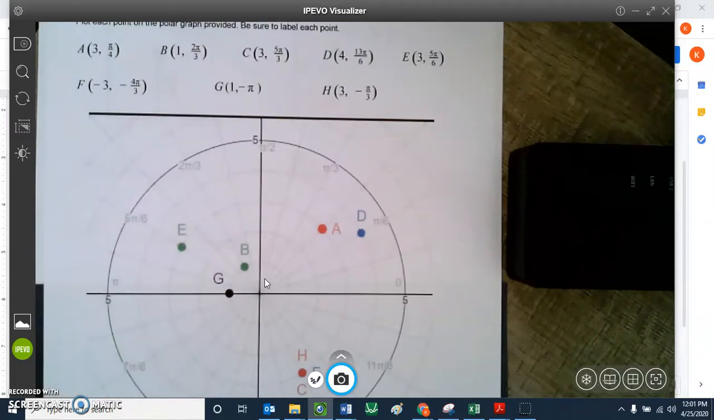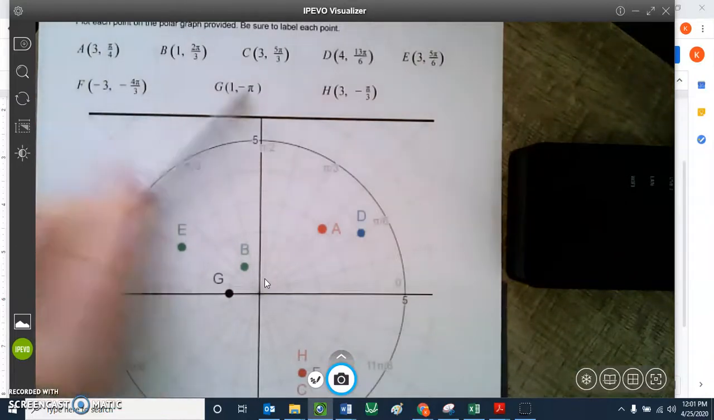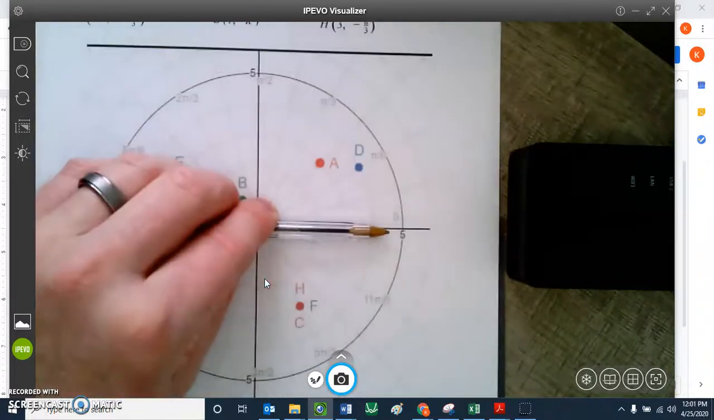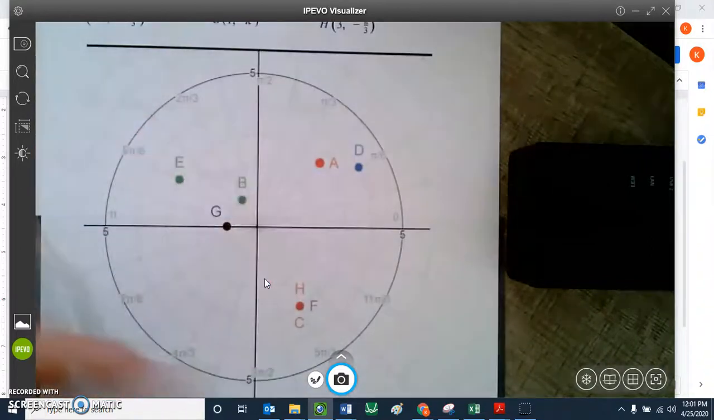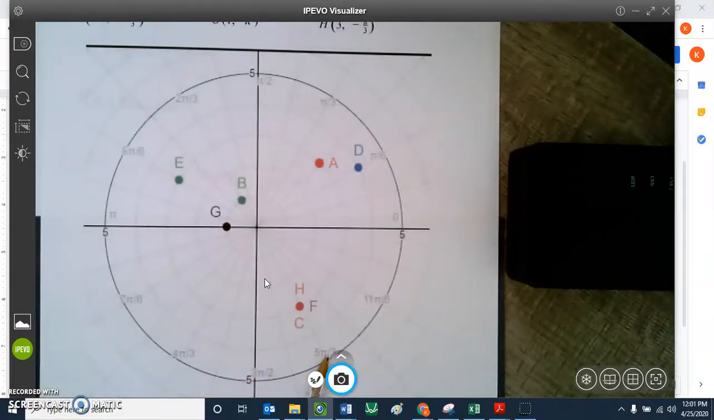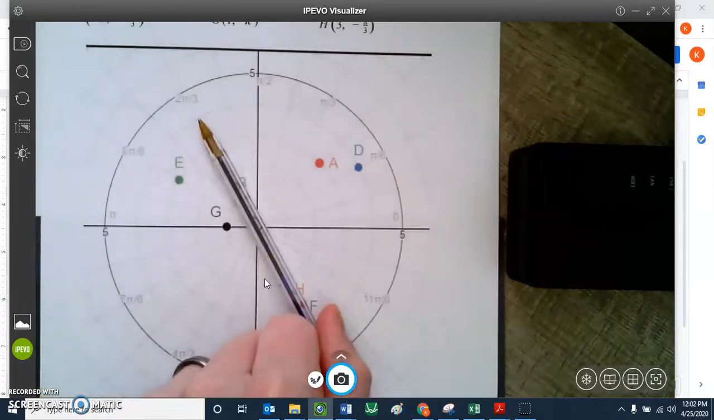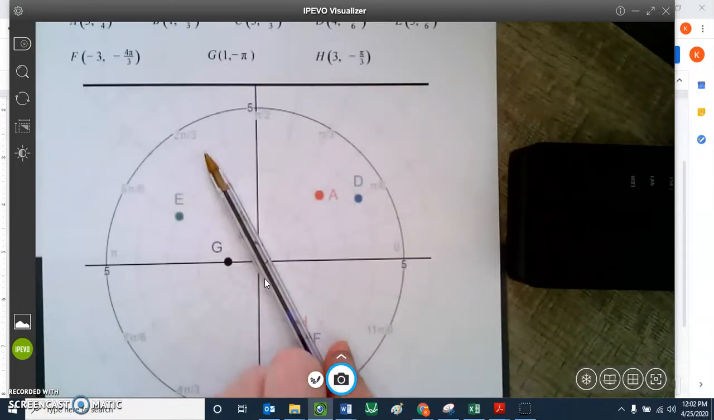Okay. How about some negative things? Let's go look at point F. Point F says to go in the negative 4 pi over 3 direction. Going in the negative direction means we're going to go clockwise. We still start at 0, but then we're going to go clockwise with it. So this would be negative 1 pi over 3, negative 2 pi over 3, negative 3 pi over 3. Negative 3 pi over 3 is pi. Negative 4 pi over 3. So negative 4 pi over 3 is actually pointing in this direction, right? We're doing point F there.